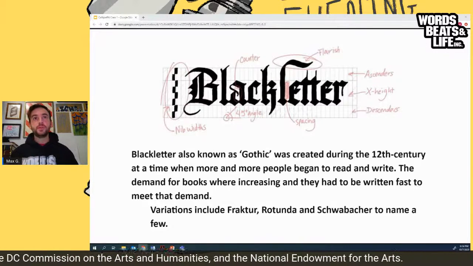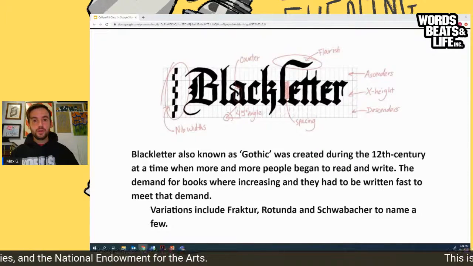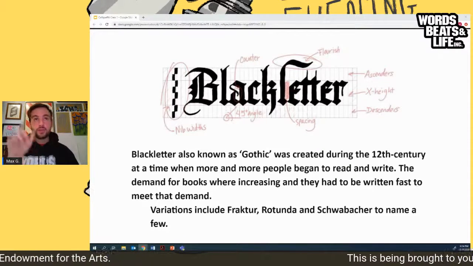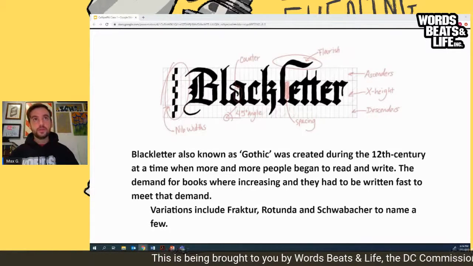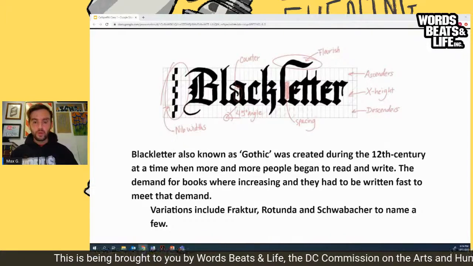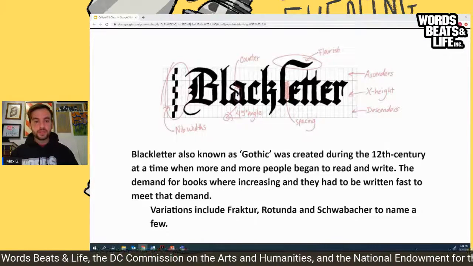Once again, you can see on here, oftentimes in black letter, you would hold the pen at a specific angle to get those very even or perpendicular lines. In this case, it's a 45-degree angle. We'll be going to that in a little bit as well. And there's also very specific spacing on this example.